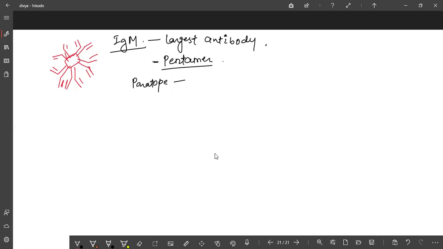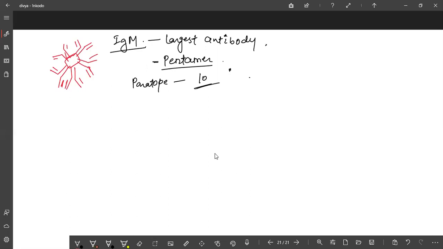How many paratopes will be present? Ten paratopes. So whenever microbes attack our body, this will be the first antibody to attack that pathogen or antigen, because it is of large size, that is, a pentamer. It will capture through its ten sites. It can capture because it contains ten paratopes. Is it clear to you? Yes.